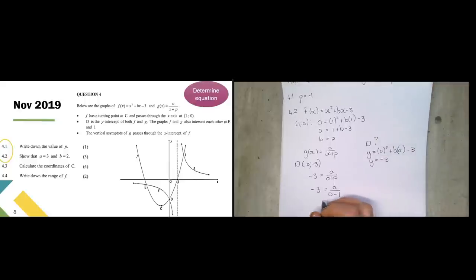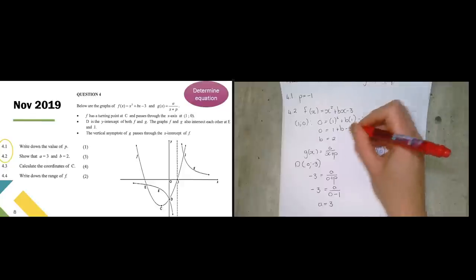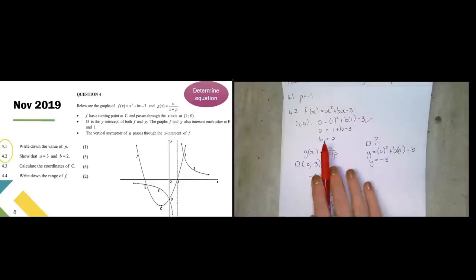So if I now calculate a, I can work out that a is equal to 3. Where were our marks allocated? It was only 3 marks. The first mark was for substituting in the 1, 0, and then getting to the b value. Why are they not giving a mark for b equals 2? Because it's on the question paper.